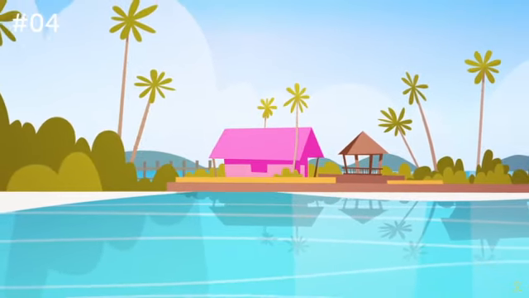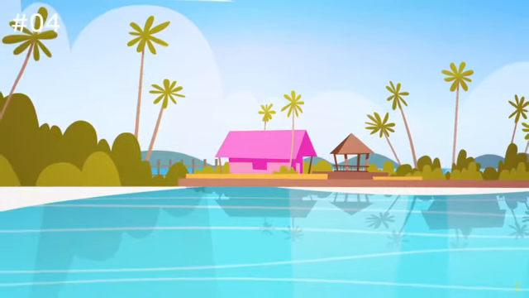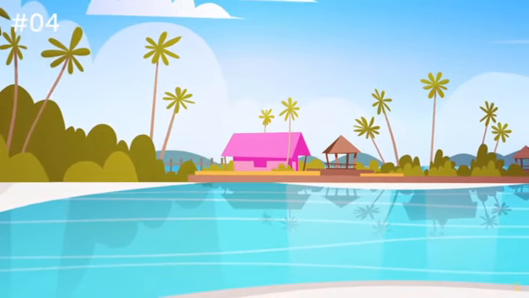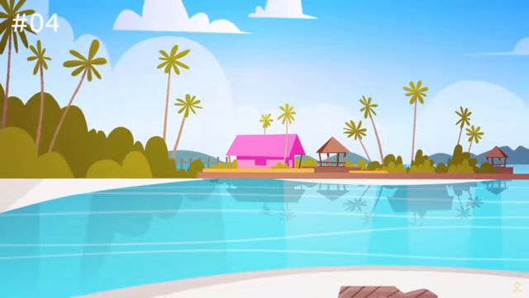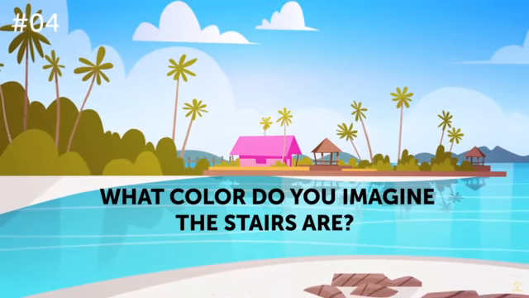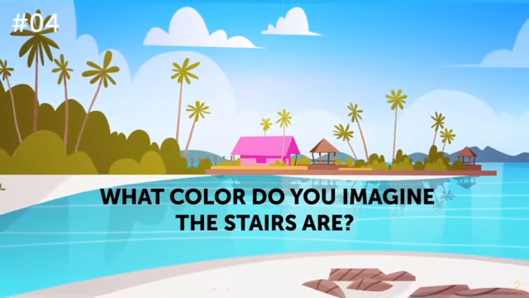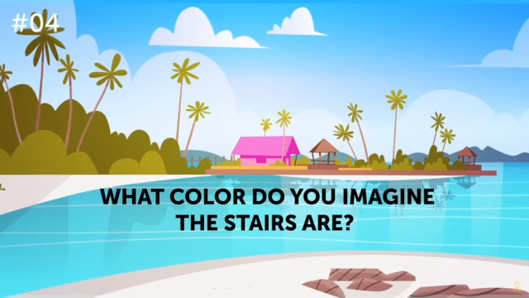4. Mrs. Brownie, despite her name, loves the color pink. Her bungalow is decorated entirely in the bubblegum color. Pink carpet, furniture, curtains, even the walls are pink. So what color do you imagine the stairs are?